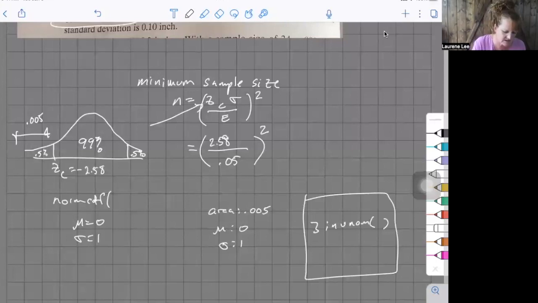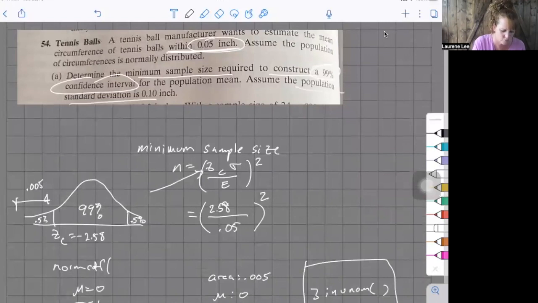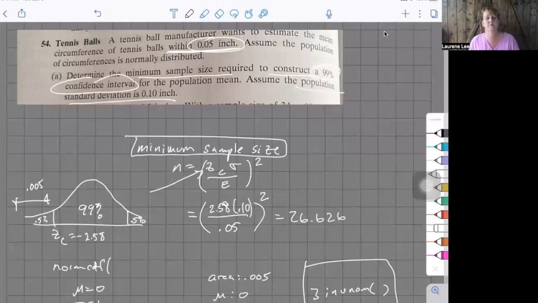Okay, and then my sigma is my population standard deviation, which is 0.10. Okay, and then I crank that out. So I do my inside stuff first, 2.58 times 0.10, and then I divide it by 0.05, and then I square that answer. So this gives me 26.626. Okay. Now let's think about what this means. We are finding a minimum sample size, the minimum number of people I need to survey to have this much area and this much of a confidence interval.